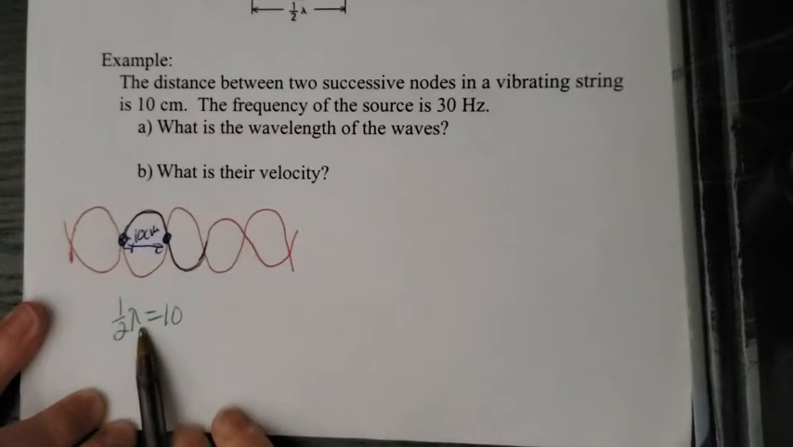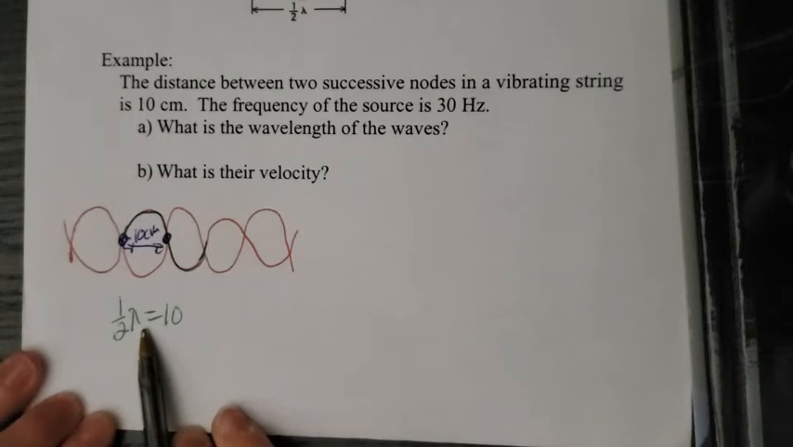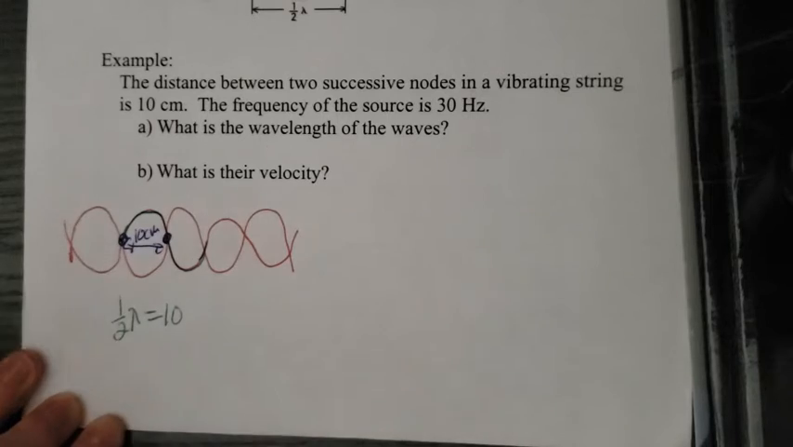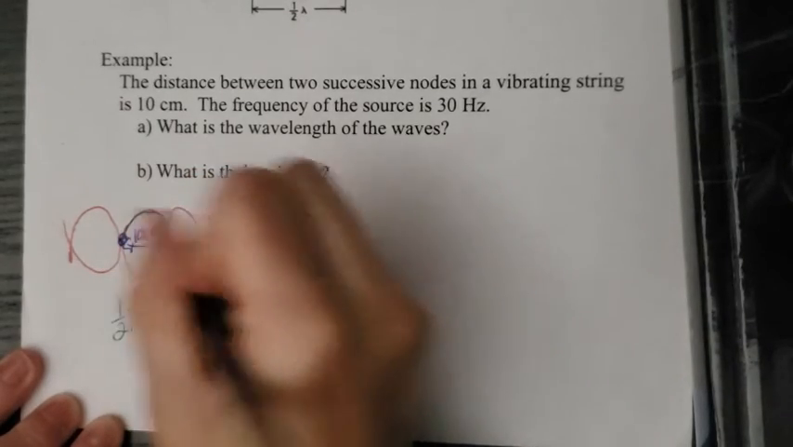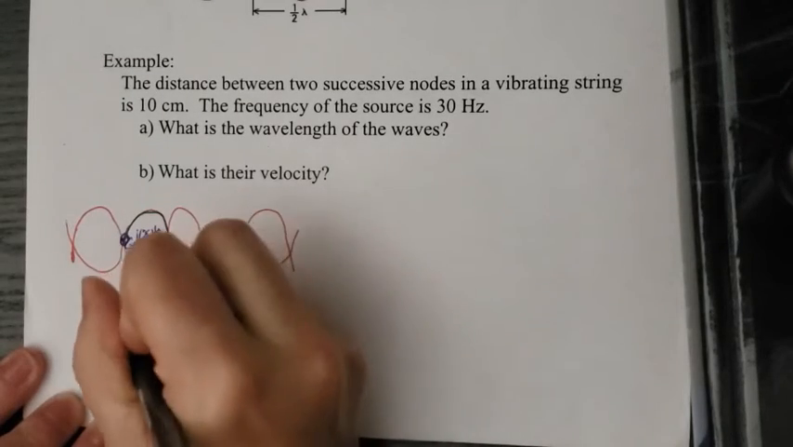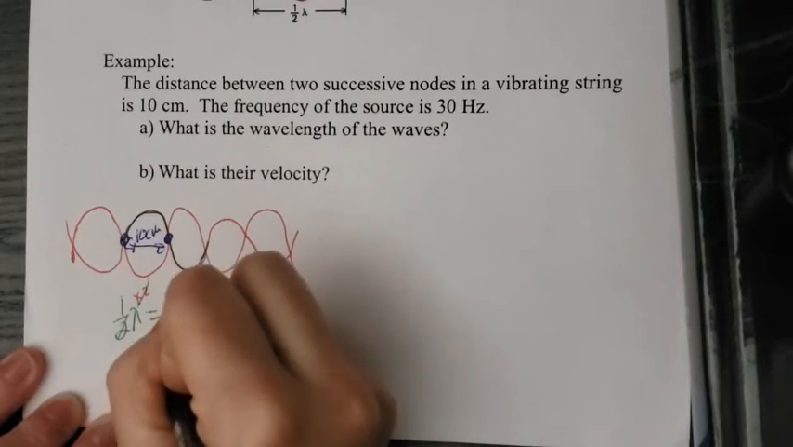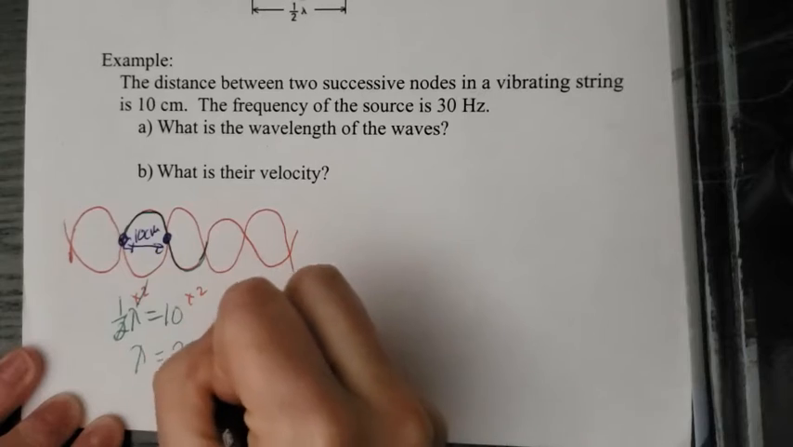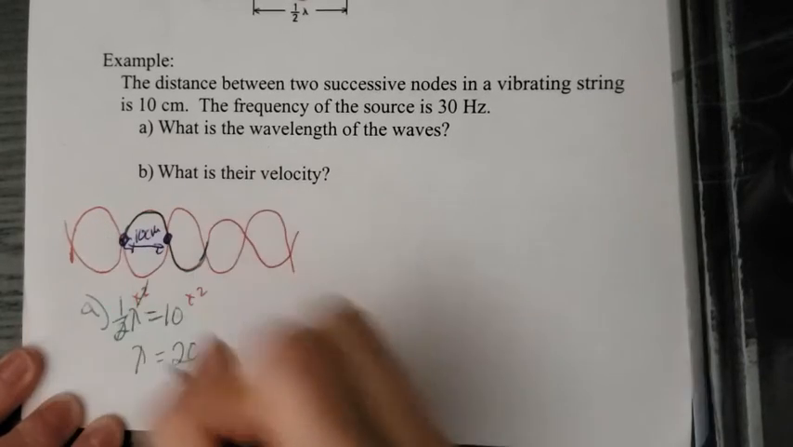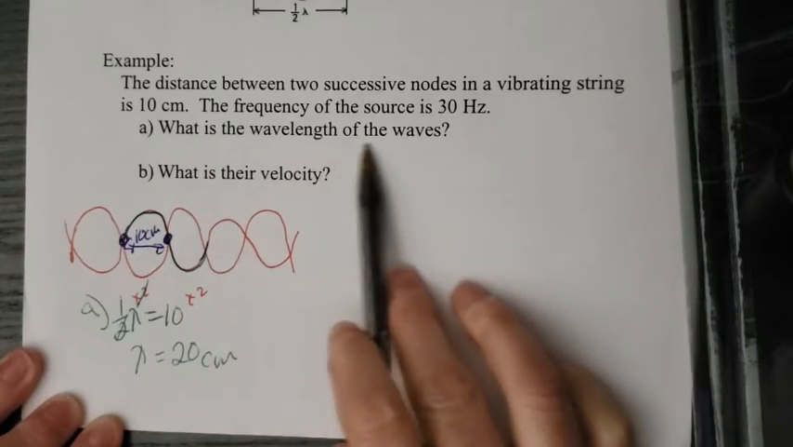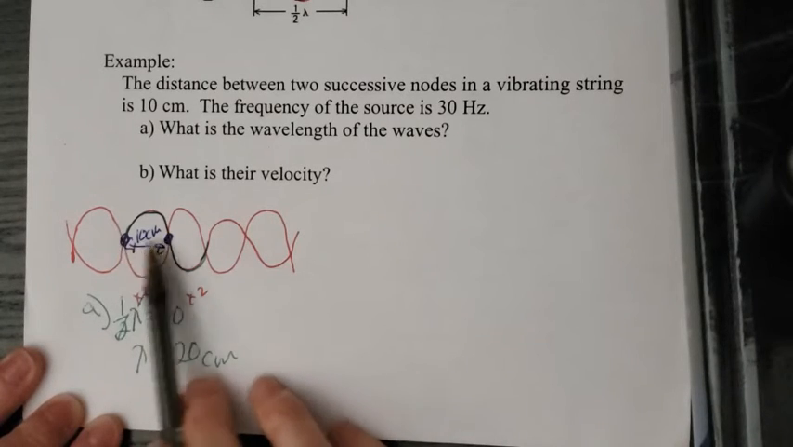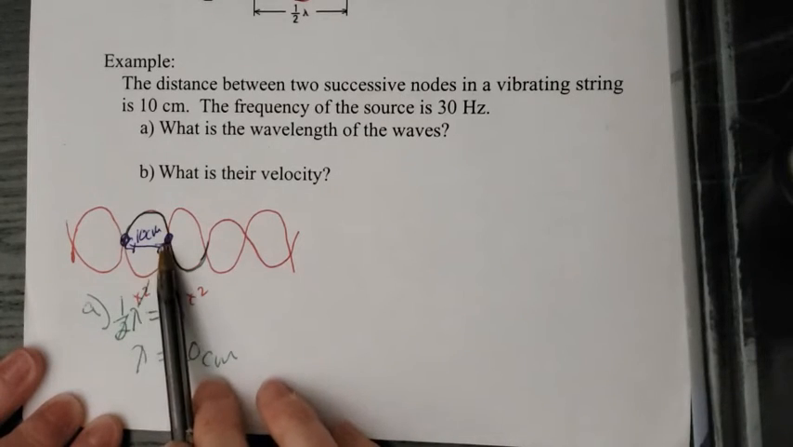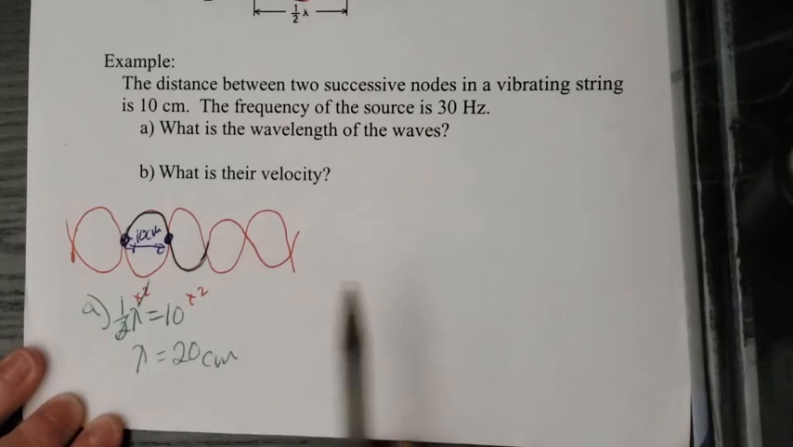But I don't want half a wavelength. I want a full wavelength. So the opposite of dividing by 2 would simply be to multiply by 2 on both sides. The 2's cancel out, so I end up with lambda is equal to 20 centimeters. So this is part A. Part A said, what was the wavelength of the wave? It's also common sense. If I know from node to node is half a wavelength and that's 10, well then obviously a full wavelength would be 20.